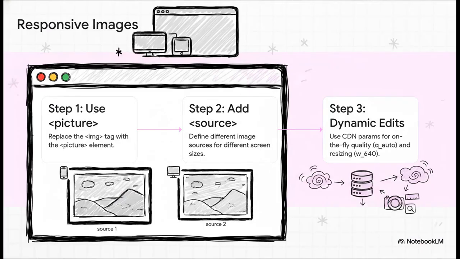The way we do this is with the HTML picture element. Think of it like a super smart IMG tag. It basically lets us give the browser a menu of choices. We can say, hey browser, if the screen is small, use this small, resized, lower quality version. But if it's a big desktop screen, use the big high-res one. The browser handles the rest.